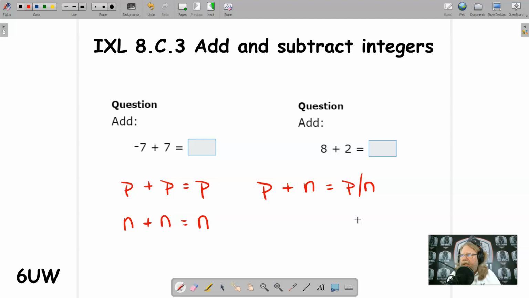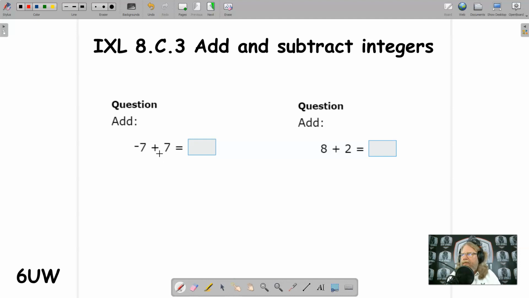Negative 7 plus 7 is an example of that, but I think that was just a little too easy for us. So we'll go ahead and look at that. And also, we're going to look at something else further down the line, and whenever we get there, we'll talk about that. So let me go ahead and clear this out and we'll get started.